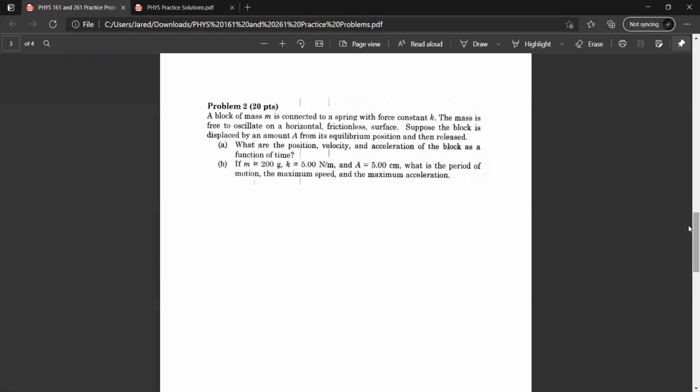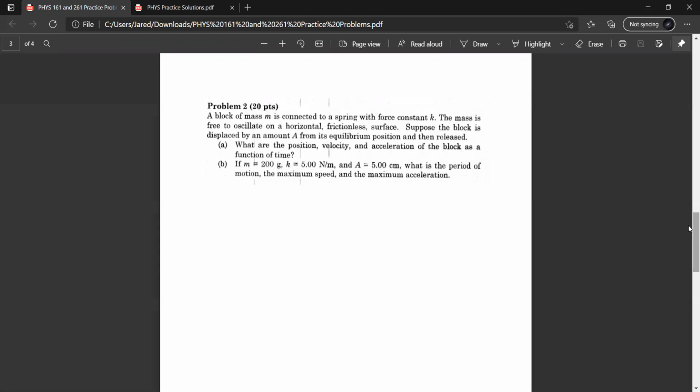Number 2. A block of mass m is connected to a spring with force constant k. The mass is free to oscillate on a horizontal frictionless surface. Suppose the block is displaced by an amount a from its equilibrium position and then released. Part A asks, what are the position, velocity, and acceleration of the block as a function of time?